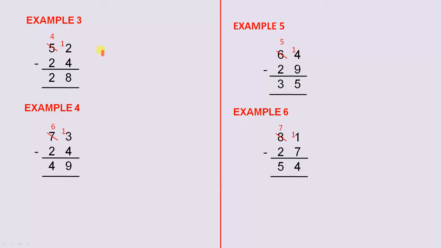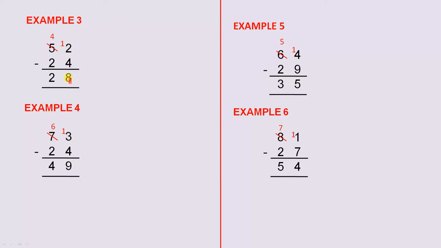Looking at algorithms, 52 take away 24. 2 take away 4 we can't do, so we give away one of these 10s, so that becomes 4. That reduces to 4 tens. That gives us one group of 10 here, which is really 10 ones. So that represents 10 ones plus another 2 ones. There's our 12 ones. So whenever you see this situation here, this means 12 ones.